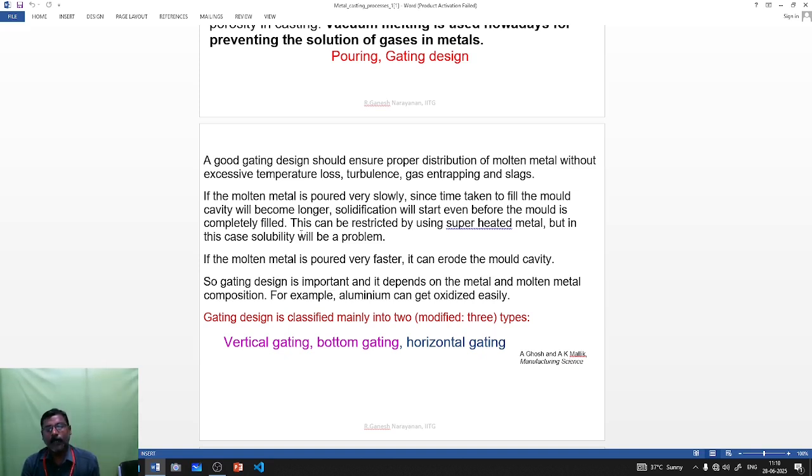If the molten metal is poured very fast, it can erode the mold cavity. So gating design is important, and it depends on the metal and the molten metal composition. For example, aluminum can get oxidized easily.